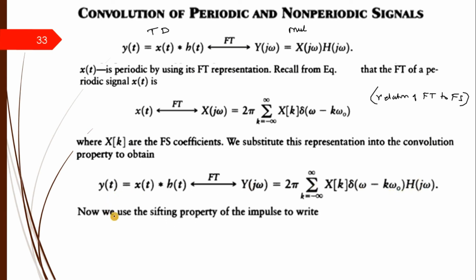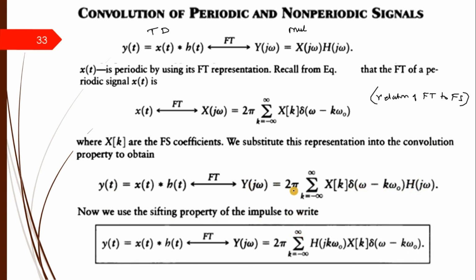Now we use the shifting property of the impulse to write this. This is a shifted version, right? So we write it as 2 pi summation k equal to minus infinity to plus infinity H of j k omega naught. Why we are doing it is because this delta function will be non-zero only when omega is substituted with k omega naught. In all the rest of the cases, this delta function will result in zero, so everything goes to zero.